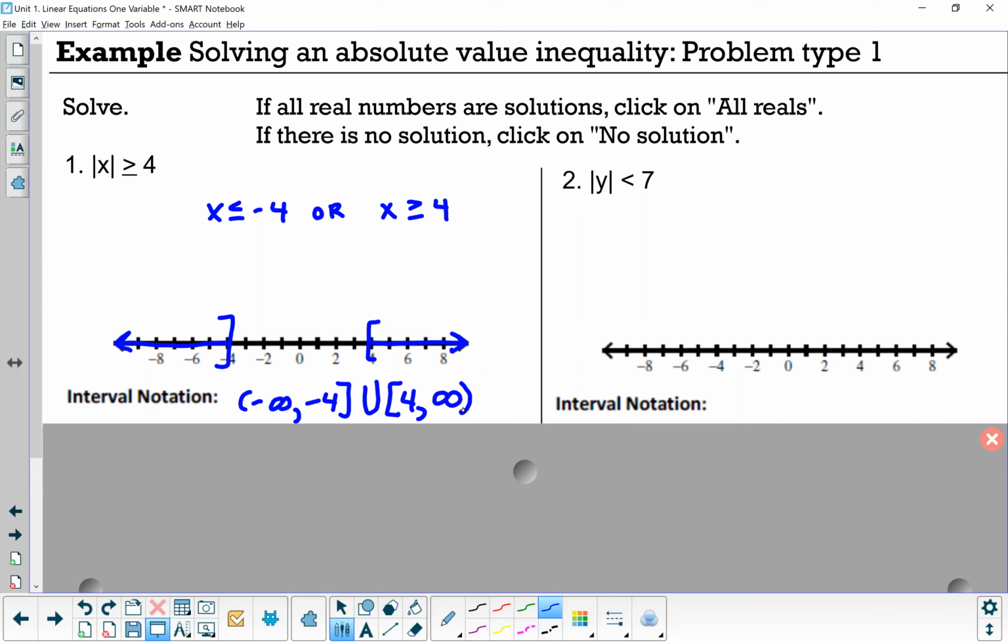All right, now for number 2, we have the absolute value of y is less than 7. So we will be going towards 0. So we have a parenthesis at 7 or an open circle, a parenthesis at -7 or an open circle, and we're shaded between, right? Remember, this absolute value inequality is the compound inequality -7 is less than y, which is less than 7. So our interval notation will be from -7 to 7 inside the parentheses.